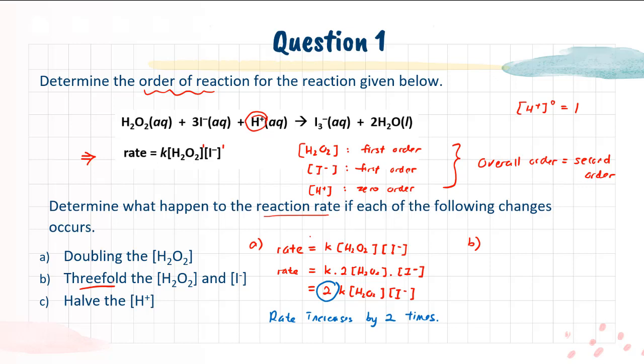For B, threefold the concentration of H2O2 and I minus. Threefold means increased by 3 times. In this case, rate equals k times 3 times the H2O2 times 3 times the iodide ion. Therefore, bring over the numbers: 3 times 3 gives you 9, so 9k [H2O2] [I-]. So the reaction rate increases by 9 times.